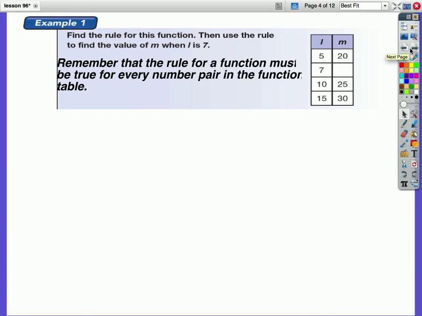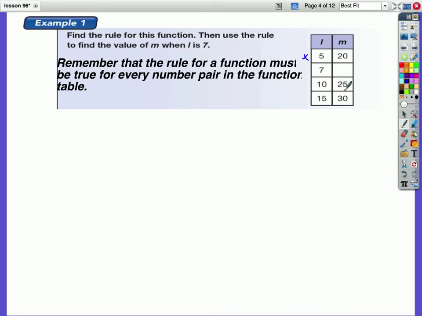So example 1 says find the rule for this function, then use the rule to find the value of m when L is 7. Remember that the rule for a function must be true for every number pair in the function table. Just because the rule works for one doesn't mean it's going to work for the others. So if we look at the 5 for the L, this top number, I think 5 times 4 is 20. Well, we can't do 7, but let's look at 10. Is 10 times 4 25? No, so we can't use that multiplication.